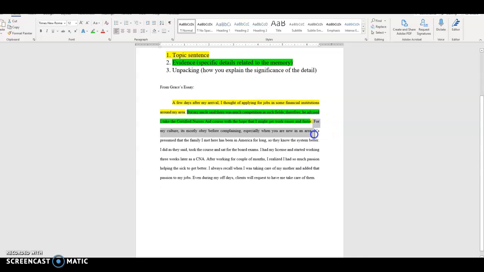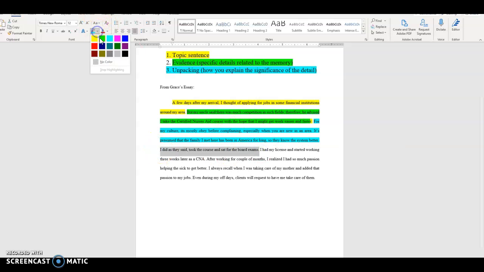And she says, for my culture, it's mostly a maybe before complaining, especially when you're new in an area. It's presumed that I had family that I met here. They know the system better. So this part right here is this unpacking. It's the explanation of how she processed this information. And so you can see that in this vignette, Grace is following a fairly logical shape here. But watch what happens. She now goes into another detail, which is perfectly fine. It doesn't have to follow this shape and then be done with it.